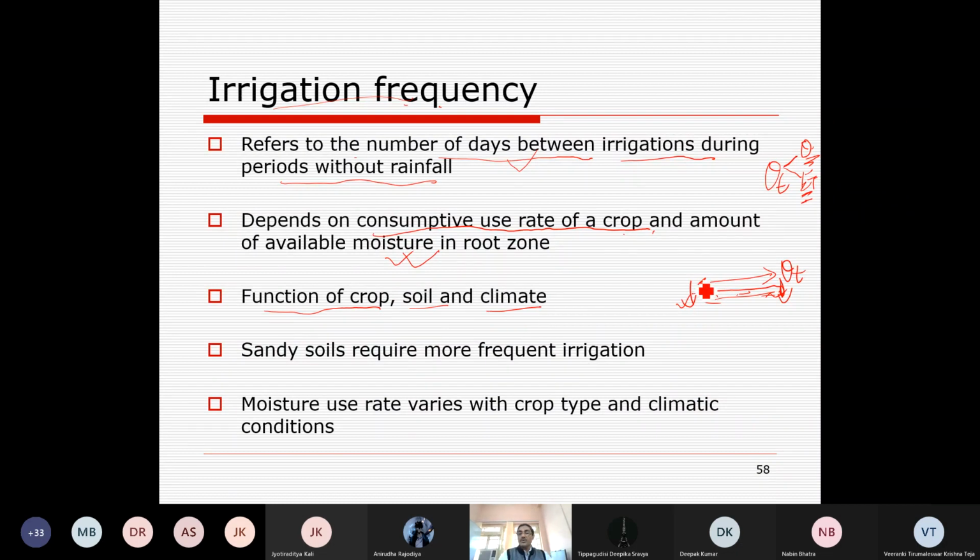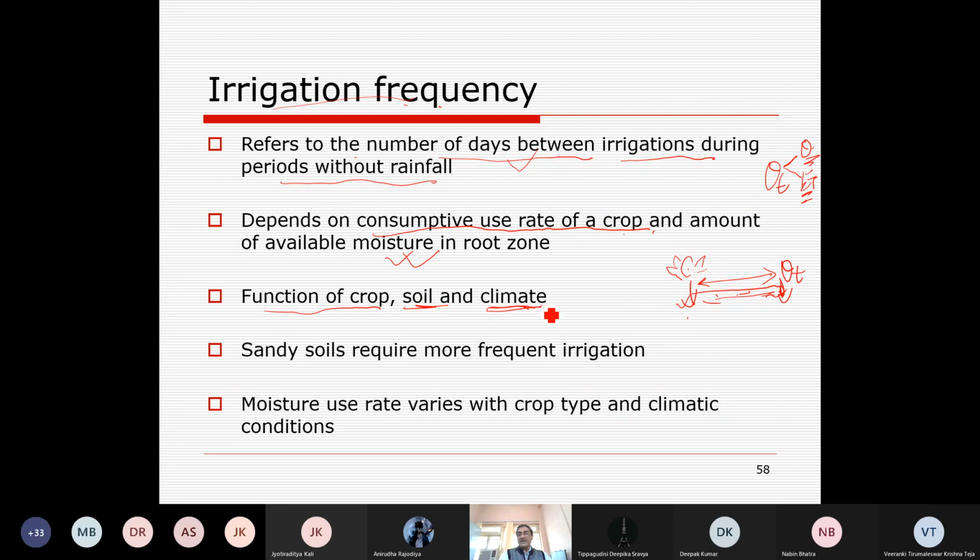Which crop, suppose sugarcane, will take more water or use more water in terms of evapotranspiration. So its frequency will be more; in fewer days, we need to apply water. If it is a sandy soil, there will be more loss of water from the area, so frequent irrigation is required.